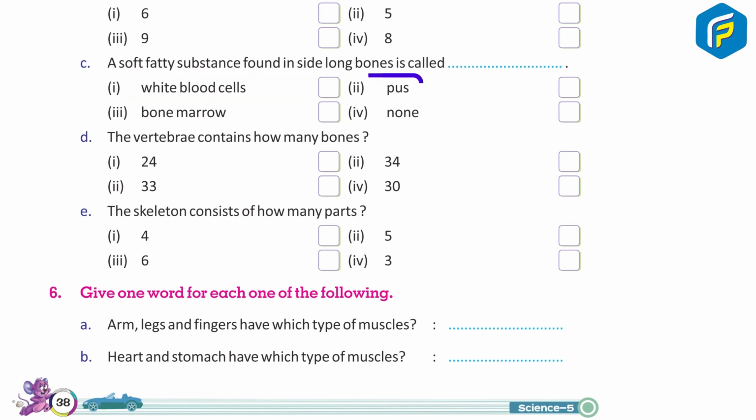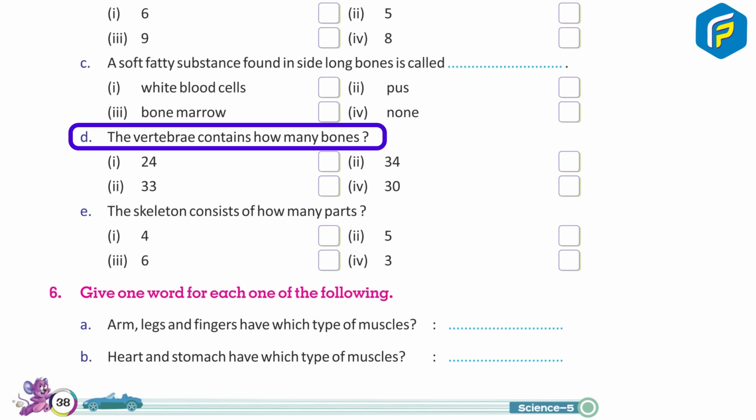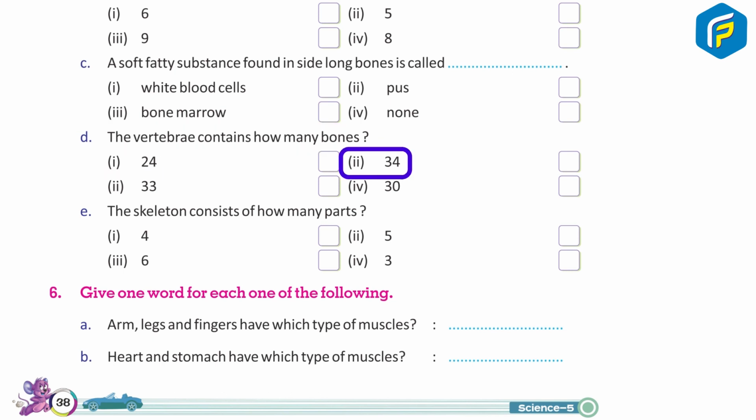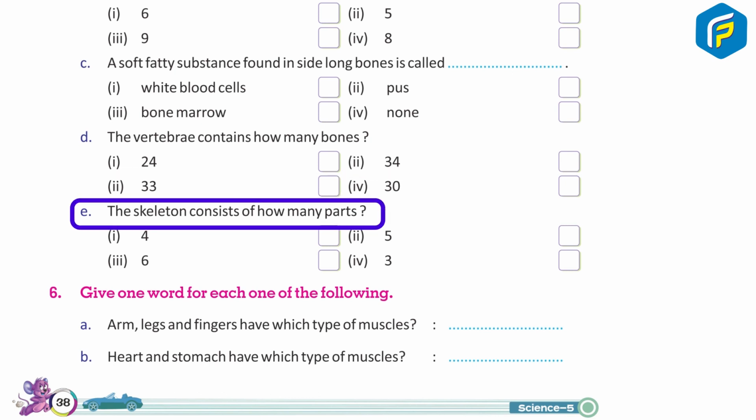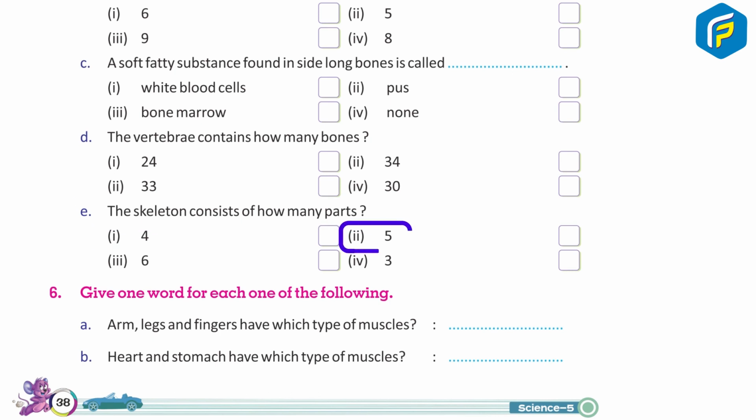D. The vertebrae contains how many bones? 1. 124, 2. 234, 3. 233, 4. 430. E. The skeleton consists of how many parts? 1. 4, 2. 5, 3. 6, 4. 3.